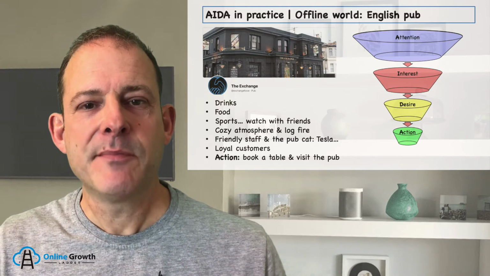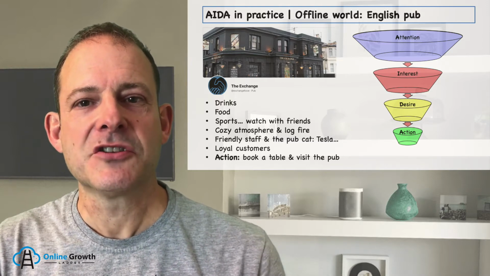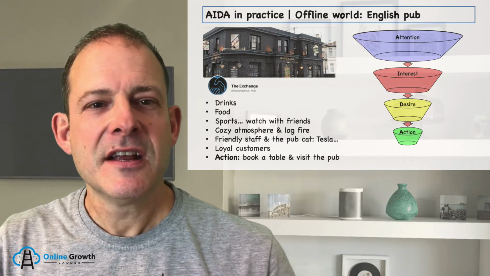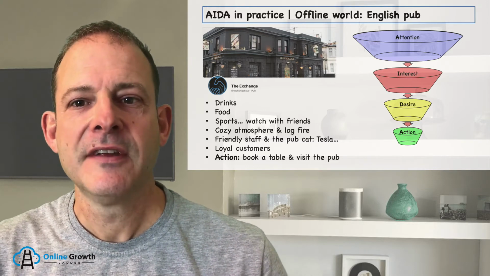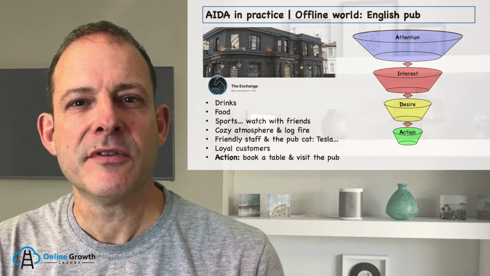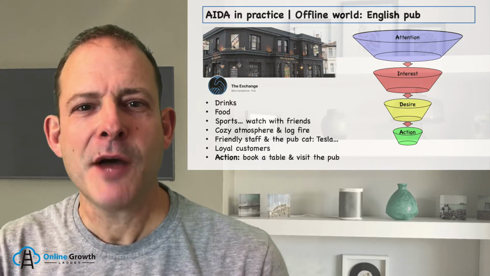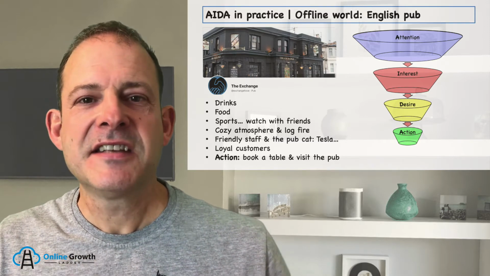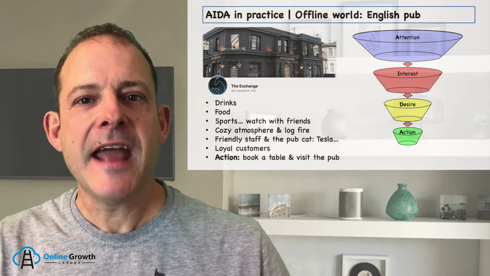They're trying to invite people into the pub to try out the drinks and the really nice food, to watch sports with your friends. It's a really nice cozy atmosphere. There's a log fire, all that sort of stuff. And it's a really friendly pub, the staff are really friendly, and you'll see that they use their pub cat Tesla to really create this attention and this interest and this desire, to get you into the pub in the first place.